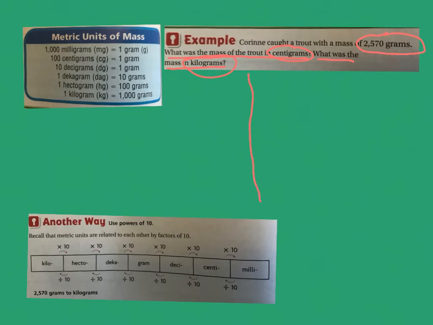Let's split our screen into 2 parts. On one side, we're going to solve the centigrams one. And on the other side, we're going to solve the kilograms one using both our normal way and the another way, both. So the way we've been working on it, we take the known amount, 2,570 grams, multiplied by the conversion factor. I'm switching from grams to centigrams, and I go find what their relationship to each other are. 1 gram will go there is 100 centigrams, which will go on the centigrams row.